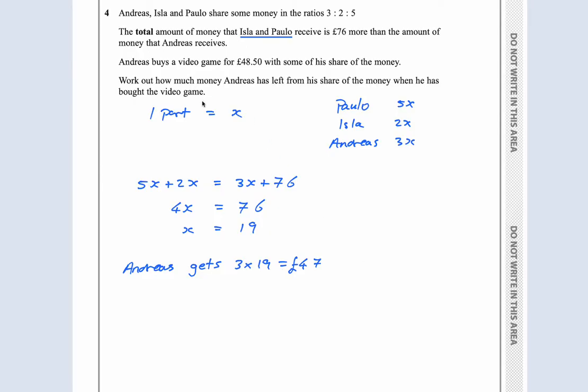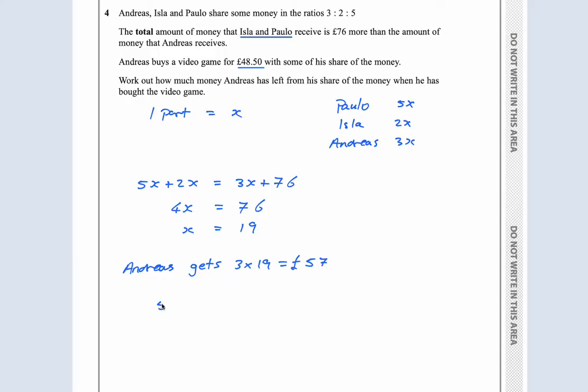He then, okay, hang on. That's not right. It's not 47, it's 57. 57 pounds. Use your calculator, guys. He gets 57 pounds. He then buys a video game for this much. Work out how much he has left when he has bought the video game.